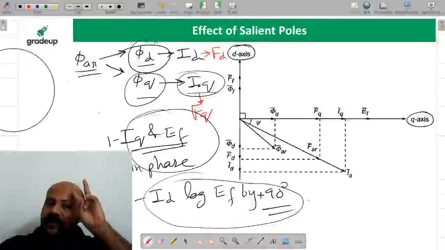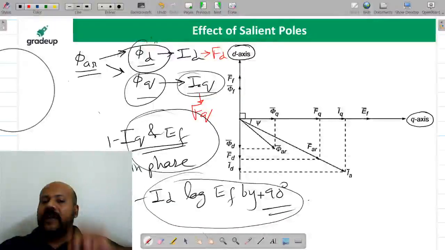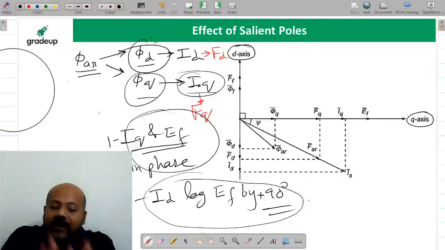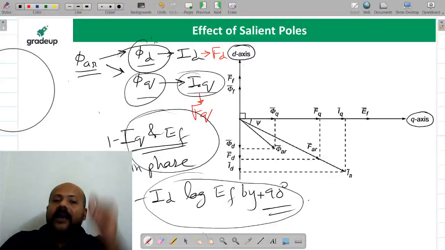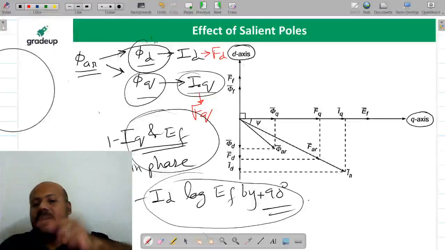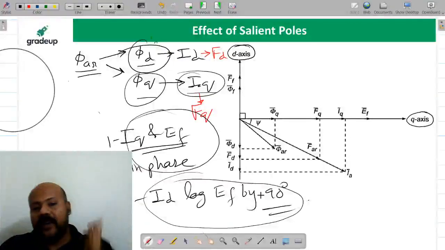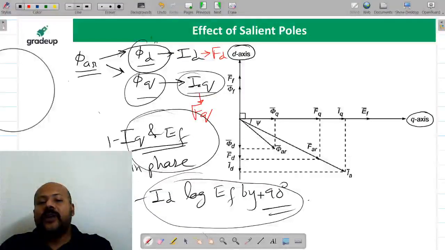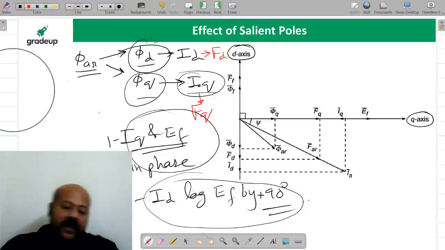I know that it is difficult for you to understand this at this point of time, but I am telling you to remember it for the time being. Later on I am going to explain why we are taking it so. But for the time being it is important that you understand this. The IQ component of the armature current is going to be in phase with the excitation EMF EF, and your direct axis component of the armature current is going to lag EF by 90 degrees. Is it clear to all of you, beta?